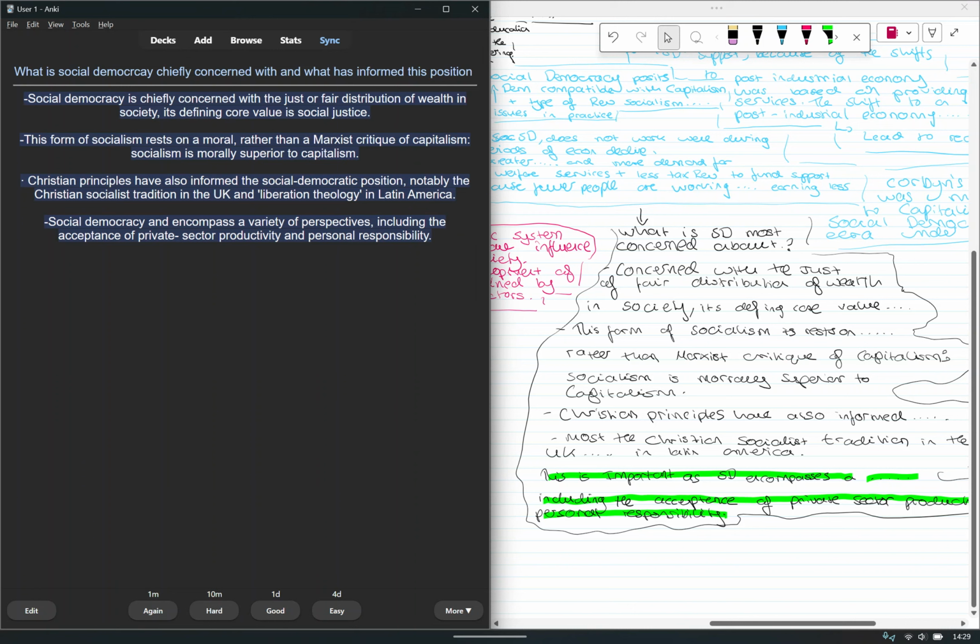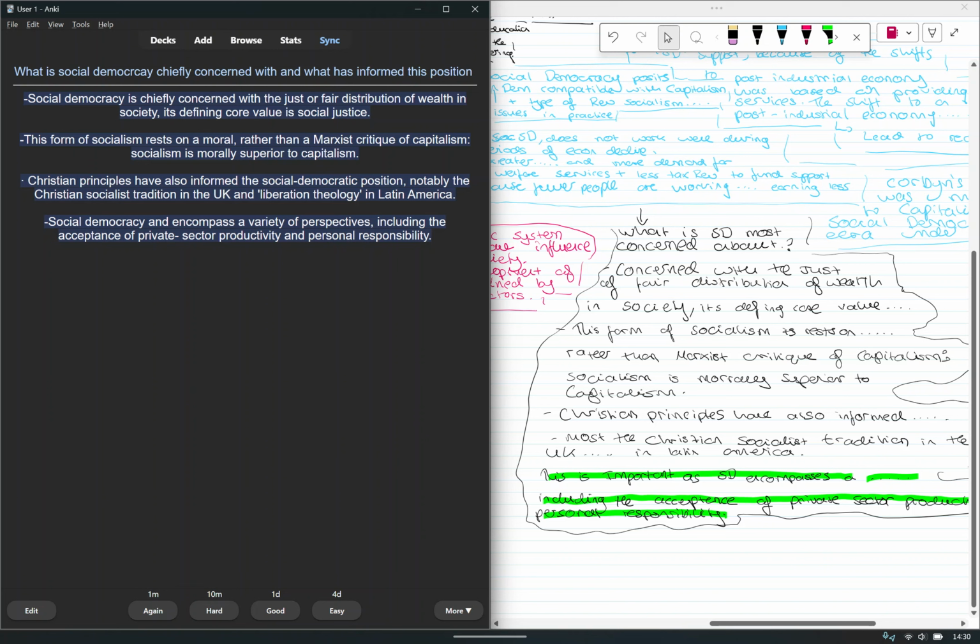This form of socialism rests on a moral rather than Marxist critique of capitalism, arguing socialism is morally superior to capitalism, as Marx argued. Karl Marx and Friedrich Engels both wrote the Communist Manifesto and are believed to be key socialist thinkers. Research that, as it would be very useful to expand your evidence. Christian principles have also informed the social democratic position, notably the Christian socialist tradition in the UK and liberal theology in Latin America. Social democracy encompasses a variety of perspectives, including the acceptance of private sector productivity and personal responsibility.